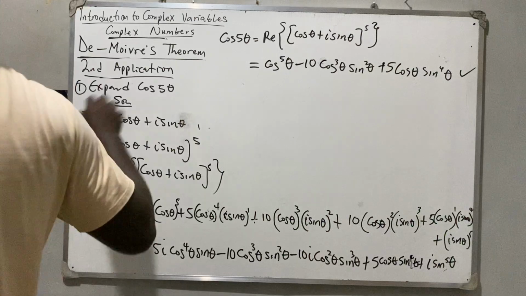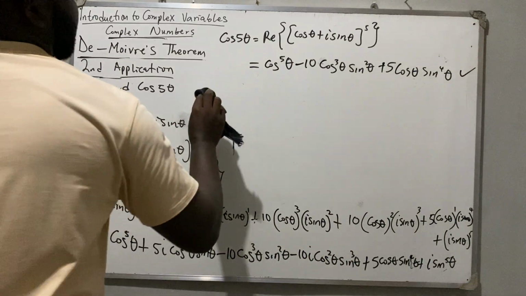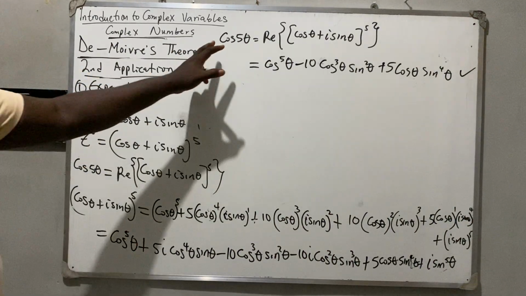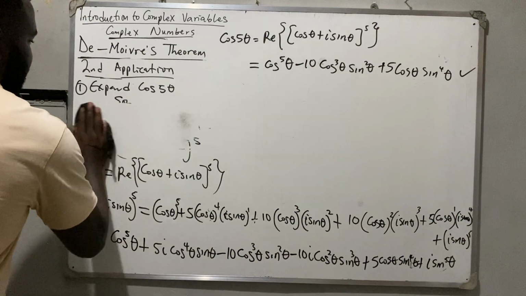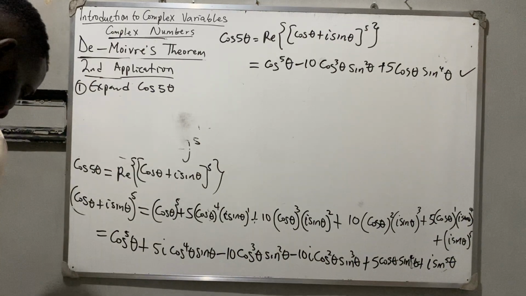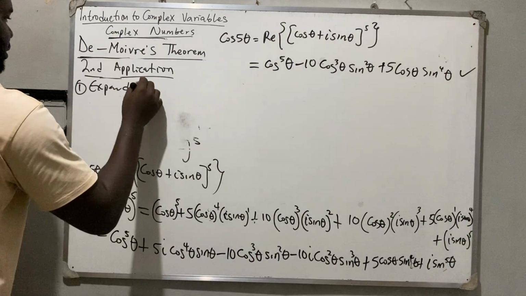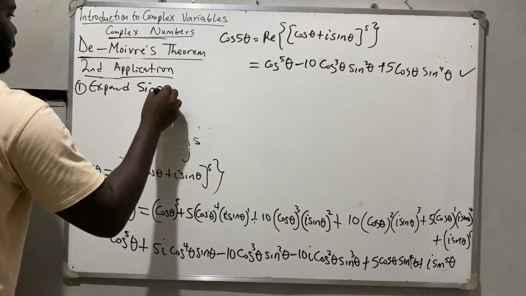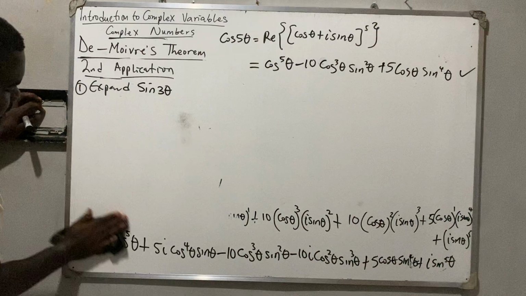So the expansion of this is the real part of this. One more example, then we'll go to the last application, we have those 3 applications. So the expansion of this is this. Okay, so we'll go to the next one. Let me look for a smaller one. Maybe expand sine. Let's check the sine part. Expand sine 3 theta. This one is too long, so let's go to the expansion of sine 3 theta.